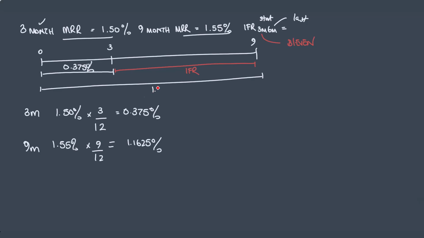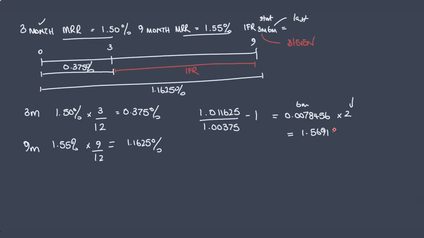We know for this long period here, you're getting 1.1625%. Our break even, well, take the longer, 1 plus the longer, 1.011625, over 1 plus the shorter, 1.00375, and knock off 1. What you'll get is 0.0078456. Of course, we never want to quote that for the 6-month period, so we're going to annualize that, express it as a percentage. So to annualize, if it is 6 months, times 2 to quote it as a 12-month rate, that's going to be 1.5691%. That is your IFR.